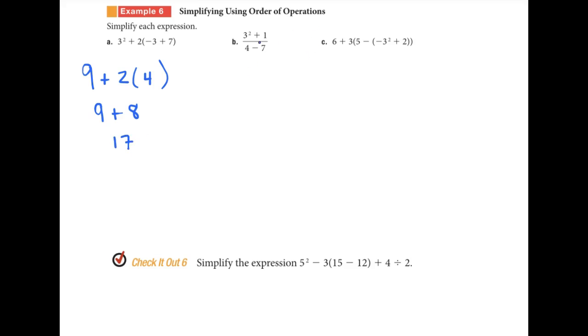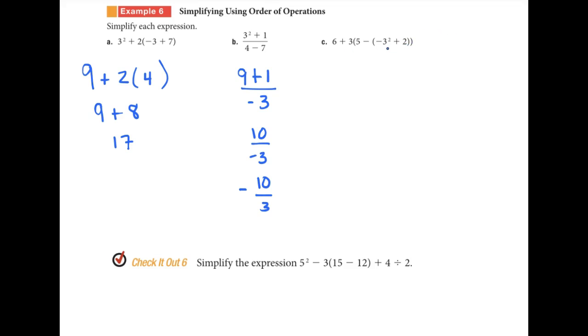All right, next we've got a rational expression, basically. So we've got 3 squared plus 1 on top, and we need to do that separately from the bottom, and then we'll put them together. So 3 squared is 9, plus 1 on top, and 4 minus 7 on the bottom, we can go ahead and do and say that's -3. So we get 10 over -3, which we can also write as -10/3. You can bring the negative out front if you'd like.